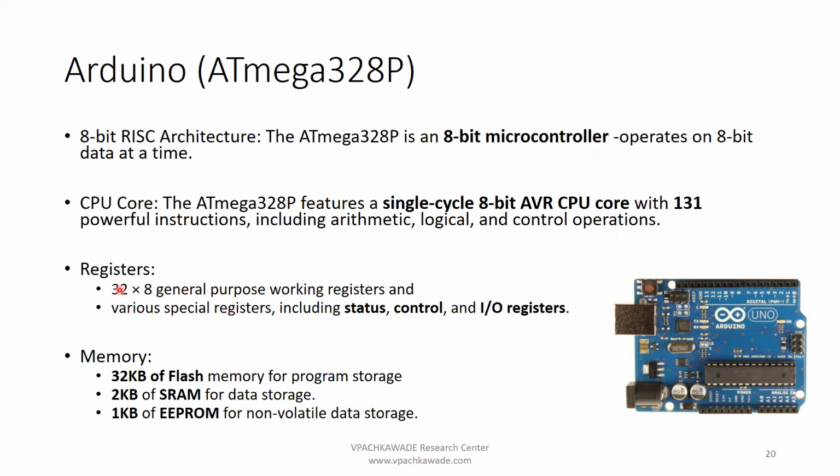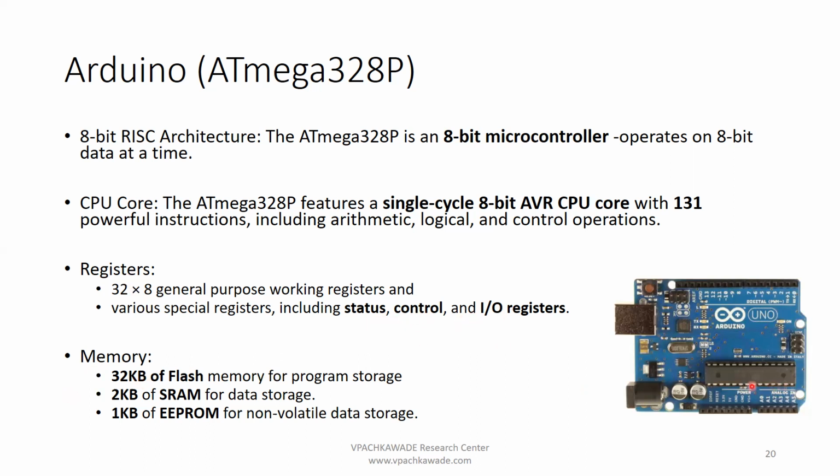And it has 32 small memory units called registers. I told you registers are used to hold temporary storage of data when the microcontroller does some operation. Each register has a capacity of 8 bits, so 32 multiplied by 8. Remember, 32 registers, each with the capacity to manipulate 8-bit data at a time. So they are called general purpose registers. And special registers are also a feature of Arduino. They are called the status register, control registers, and IO registers.